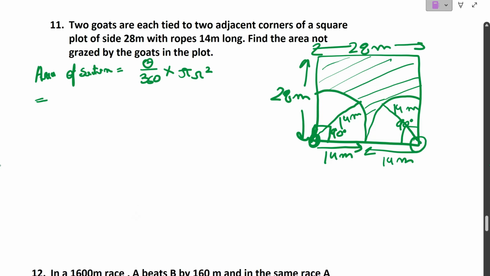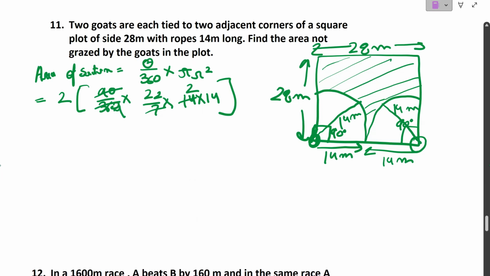So what is the overall area of the sector grazed by the goats? 2 into, because there are two goats, theta by 360 is 90 by 360, into pi 22 by 7, into r square, which is 14 into 14. Let us solve it. The 2 gets cancelled by this, so we have 22 into 14, which is equal to 308 square meter. This is the area which is actually grazed by both of these goats.